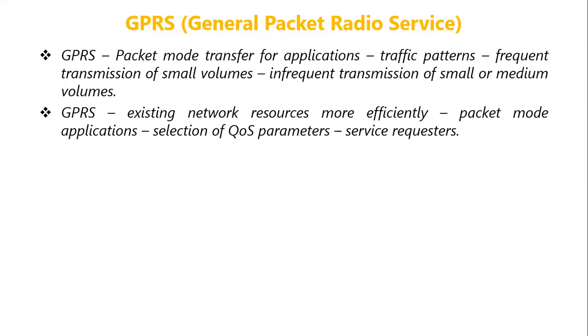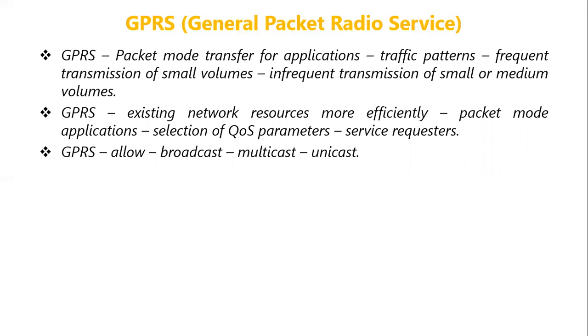GPRS should use the existing network resources more efficiently for packet mode applications. There are two modes in which data are transmitted over the internet: either circuit switched or packet switched. GPRS follows the packet switched approach, hence the name General Packet Radio Service.